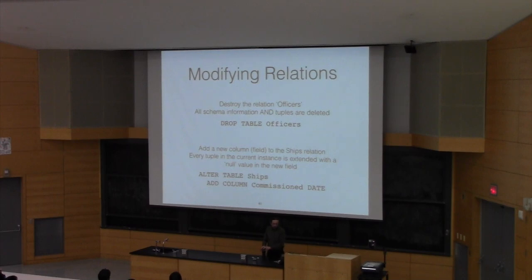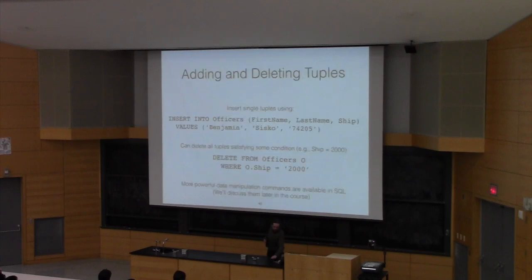You can modify relations. You can delete them by using drop table. You can add attributes, add columns, modify various parameters using alter table. And there are operations for doing insertions as well as deletions of records. The interesting thing about deletions is that you don't delete specific records. You don't hand it a pointer and say, delete this specific record. Instead, you give it a predicate. You say, delete the records for which the following condition holds. So I could delete the records where o.ship equals 2000.